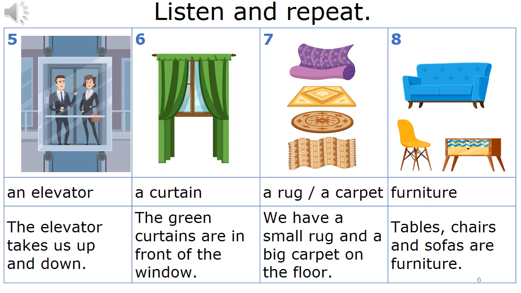7. A rug. A carpet. We have a small rug and a big carpet on the floor. 8. Furniture. Furniture. Tables, chairs, and sofas are furniture.